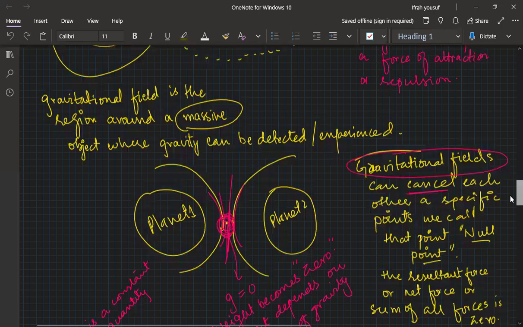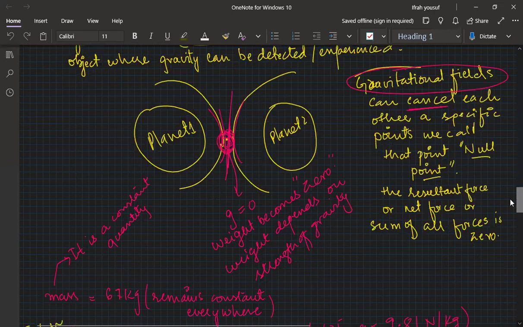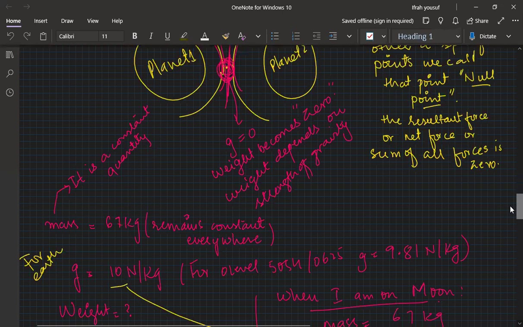Over here, we discussed how the fields cancel out each other. The point where the gravitational fields cancel out each other is called the null point, where the strength of gravity becomes zero, and definitely the weight would also become zero, and there would be no resultant force. Over here, I think I introduced the resultant force. That resultant force is the net force or sum of all forces.